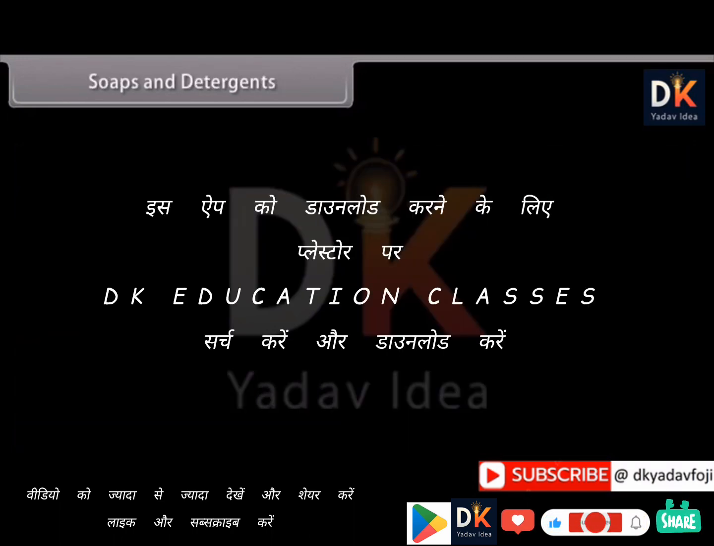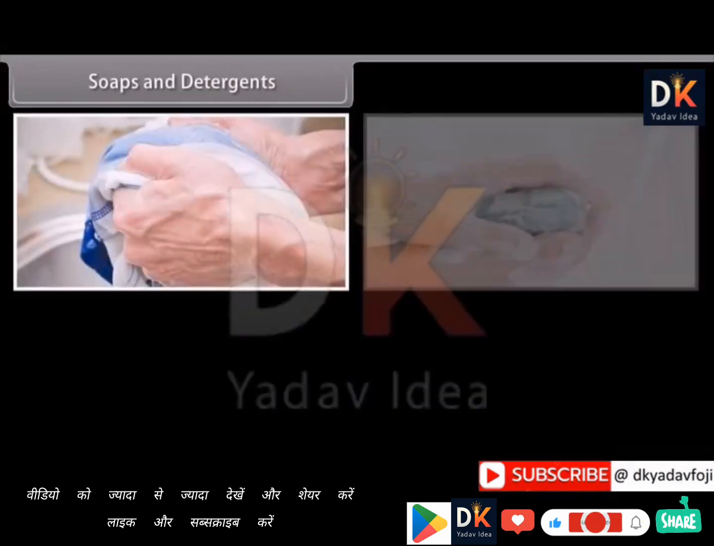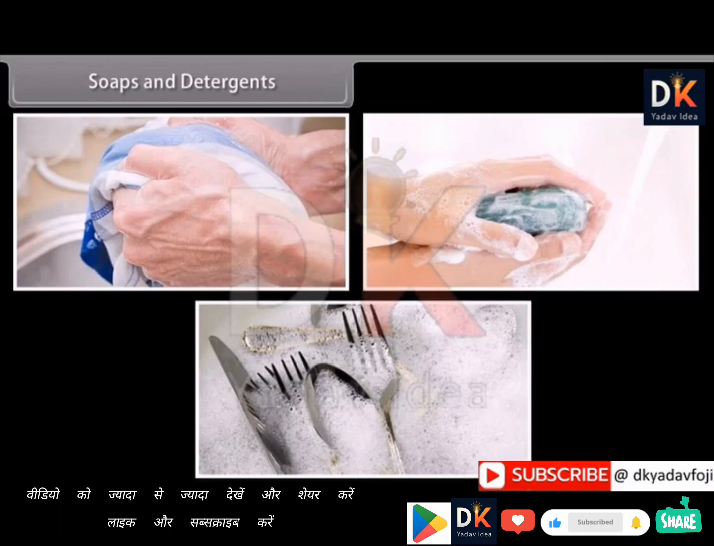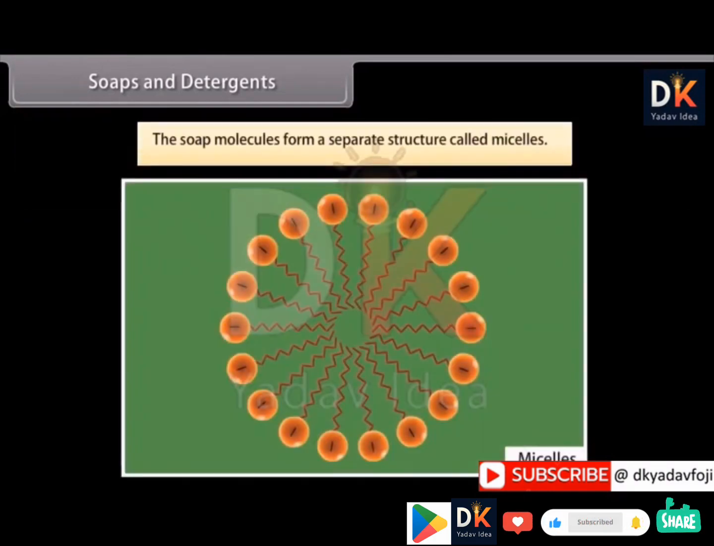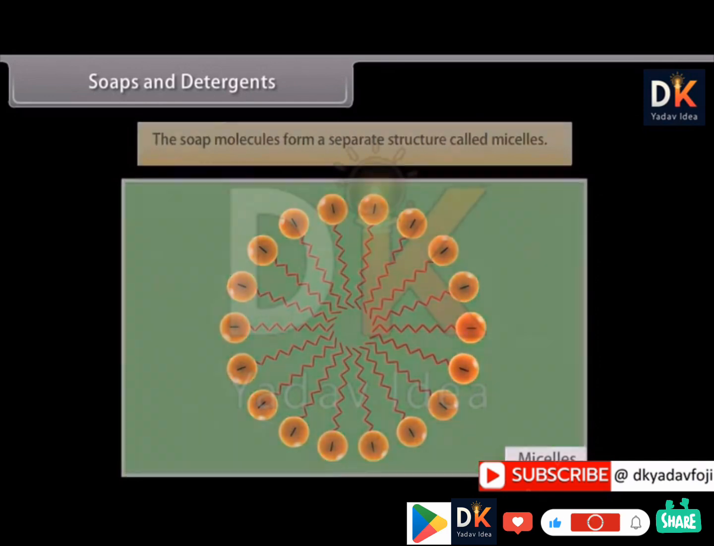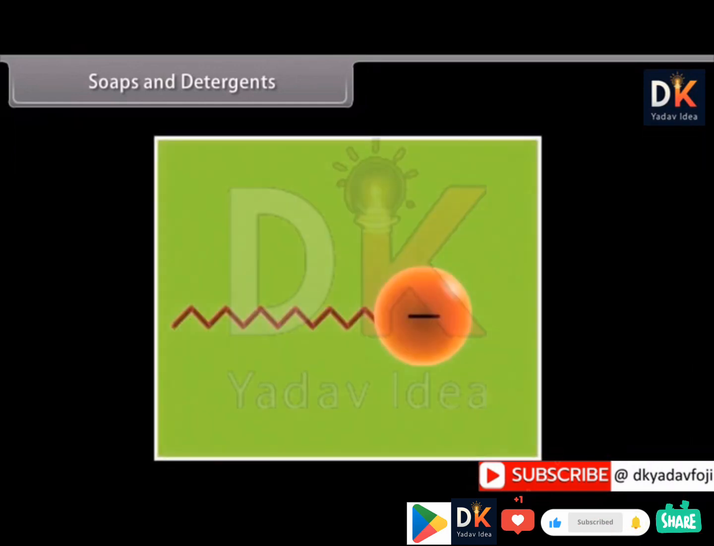Soaps and detergents. Soaps and detergents are used in our daily life to wash clothes, clean hands, clean utensils, etc. The substances that form soap are sodium or potassium salts of long-chain carboxylic acids. The soap molecules form a separate structure called micelles. A micelle is formed when a variety of molecules, including soaps and detergents, are added to water. These molecules must have a strong polar head and a nonpolar hydrocarbon chain tail.